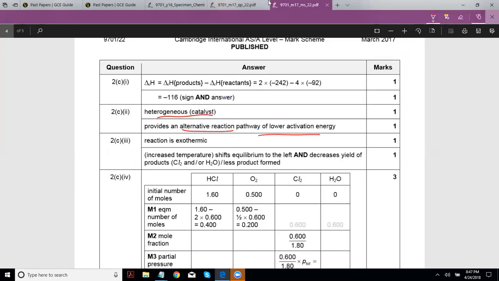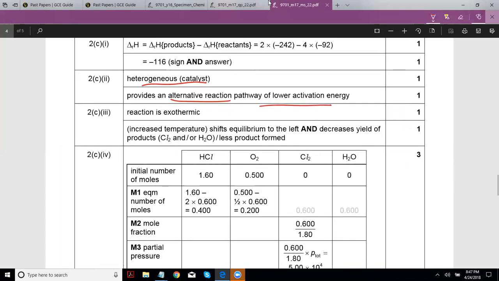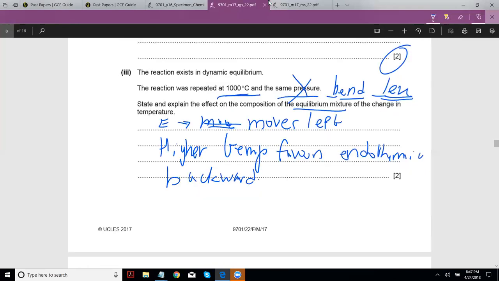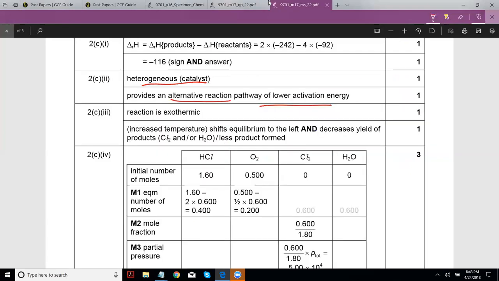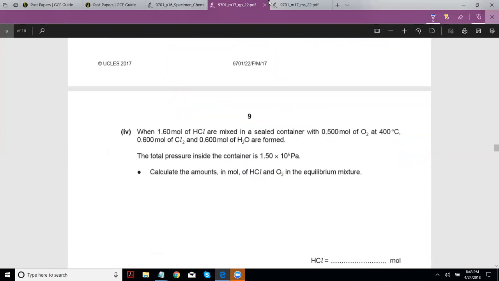Just a quick check of the mark scheme. You just have to mention that the reaction is exothermic. Okay, because they asked about the composition of the equilibrium mixture, there's a slight issue here: it shifts equilibrium to the left and decreases the yield of products. So be a little specific. And say the reaction is exothermic or the backward reaction is endothermic. Both will give the same idea.